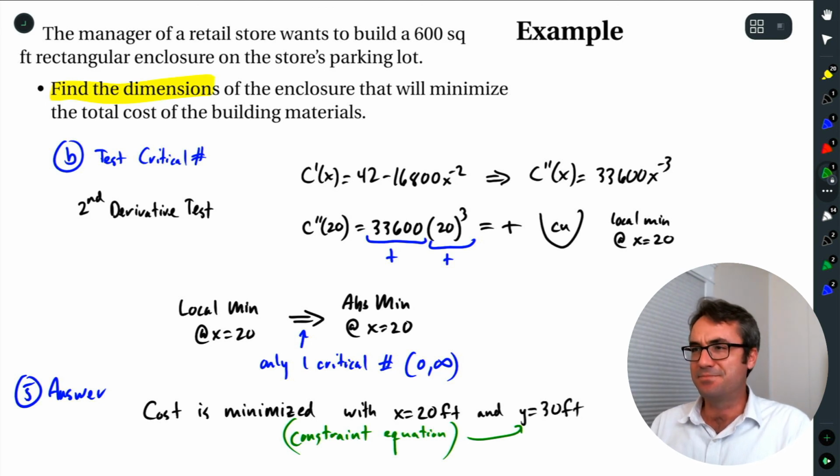All right, good one. That's a good one. There's a little bit more going on here with our derivatives and doing our tests. So this is a good one to practice.